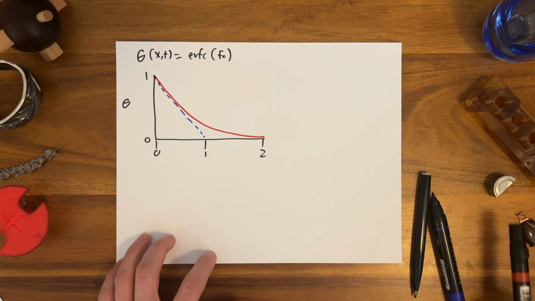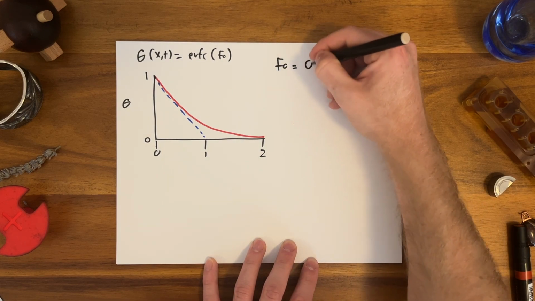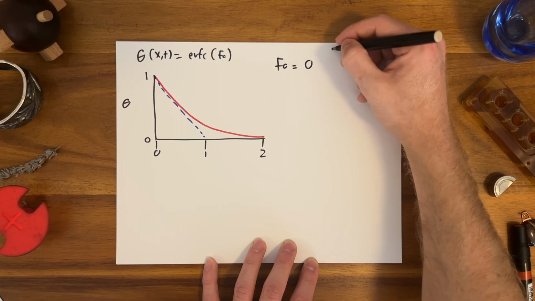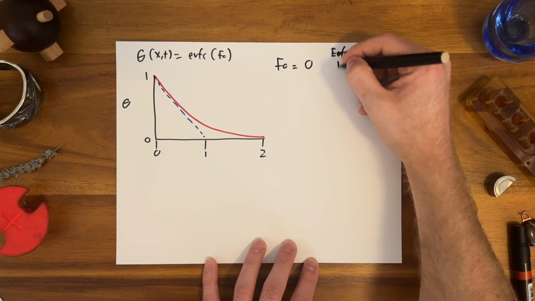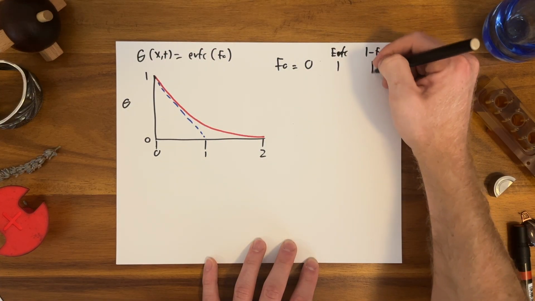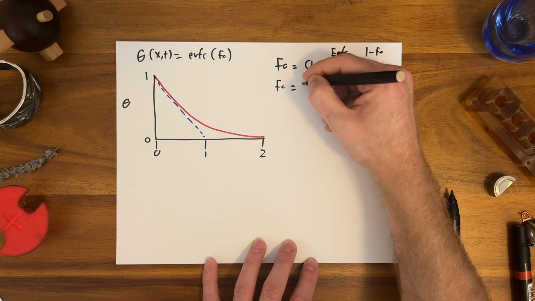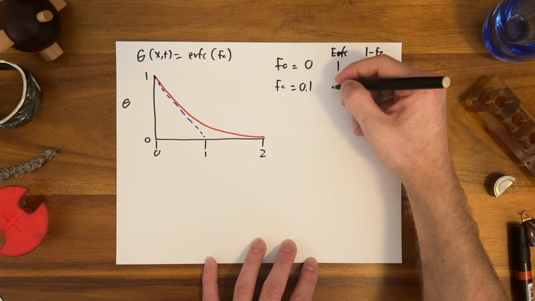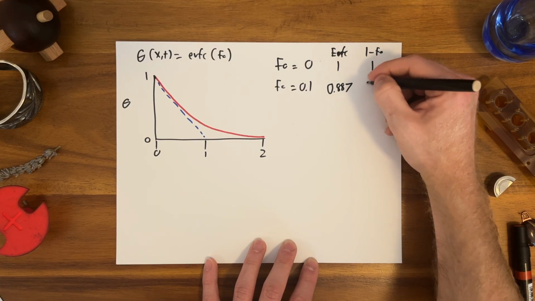And there's a few key values that we'll pull out here. So if your Fourier number equals 0, then your error function is going to be 1, and my approximation of 1 minus Fourier number is also going to be 1. If you go to Fourier number equals 0.1, the exact answer is 0.887. My approximation is 0.9.